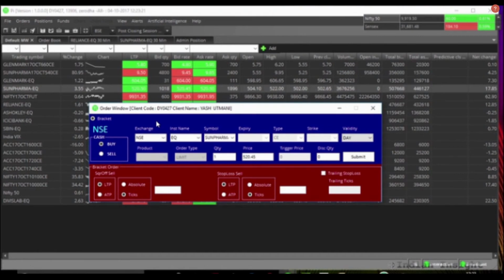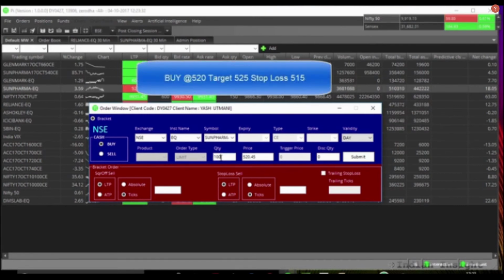Here is the bracket order buy. Again you see these are similar fields. You select the exchange, select the security type, select the symbol of the security. You select the quantity. Let's say you want to buy 100 shares of Sun Pharma and let's say you want to do so at price of 520. Now let's say you enter a trade where you go long 100 shares of Sun Pharma at 520 and you want to book your profits if the prices hit 525, and say you want to book a loss if the prices hit 515. So let's see how we can execute this order using the options we have here.